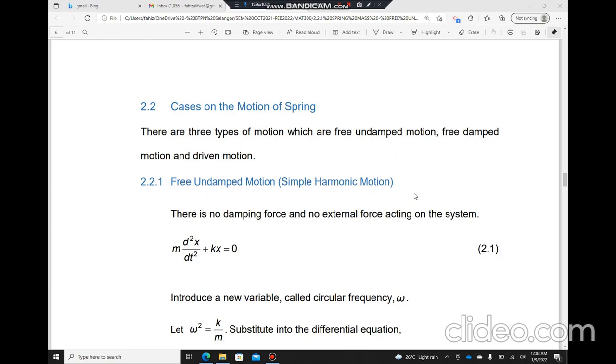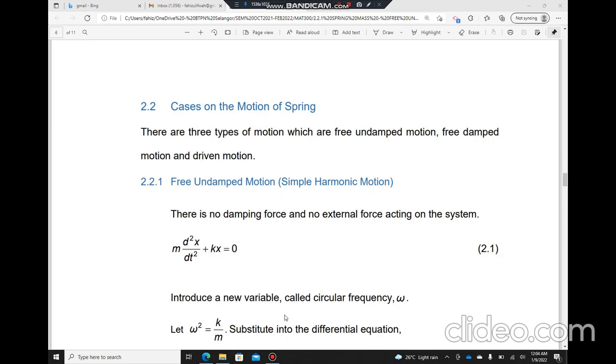Okay, so first is free undamped motion, or we also call simple harmonic motion. There is no damping force and no external force acting on the system. So yang ni equation 2.1 ni untuk free undamped motion. So m d square x dt square plus kx equals to 0.